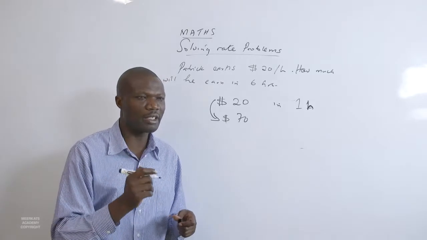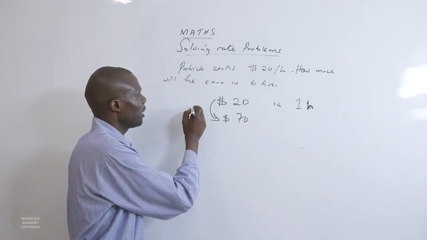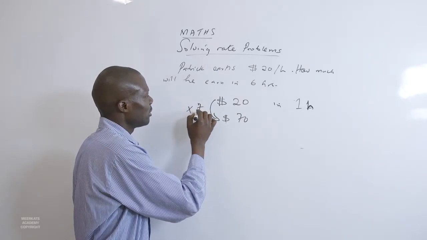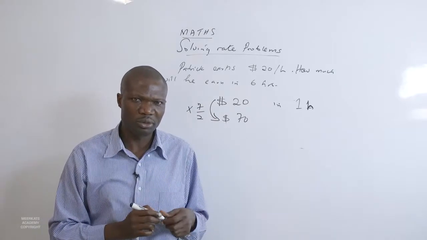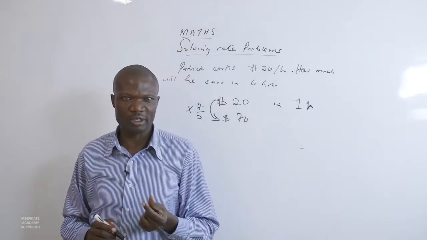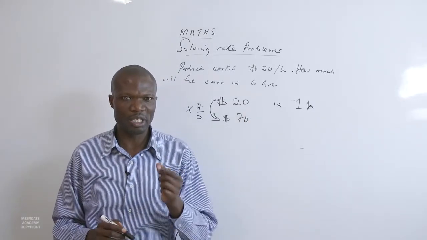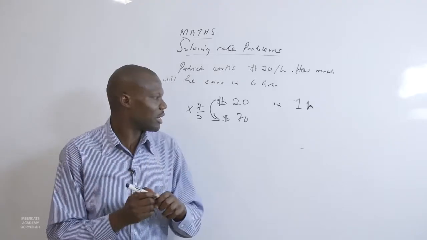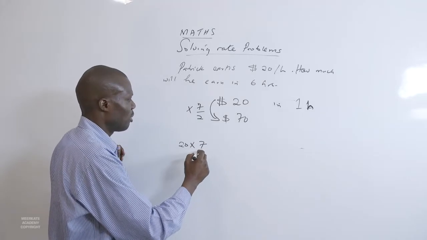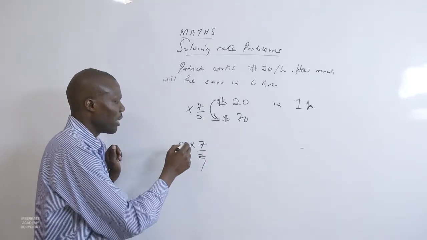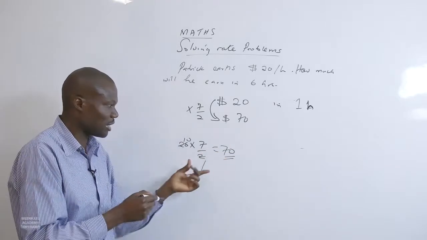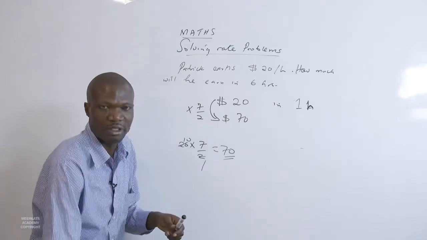You realize that the multiplication here is simply by 7/2. To get that, you take 70 divided by 20, and you'll get 7/2. 20 dollars multiplied by 7/2 gives us $70. That is the multiplier. This is our interest.